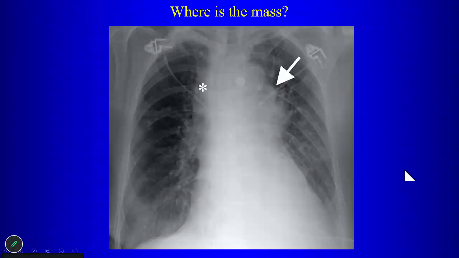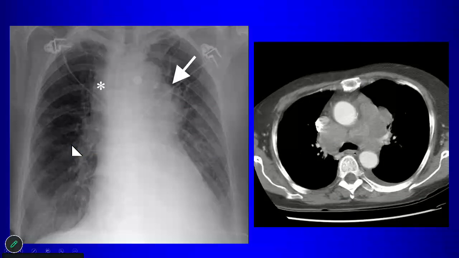What's different about this? Where's the mass? More posterior this time. Silhouetting the aortic knob. So this is obscuring all of the hilar vessels here. So here you're concerned that this is in the hilum, right? Because it's obscuring all of the hilar vessels. You can't see the pulmonary artery. It's extending into the AP window. And so this turns out to be massive lymphadenopathy that's extending from the hilum into the mediastinum.